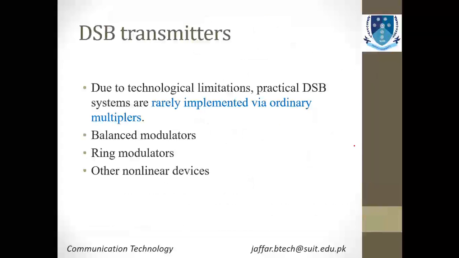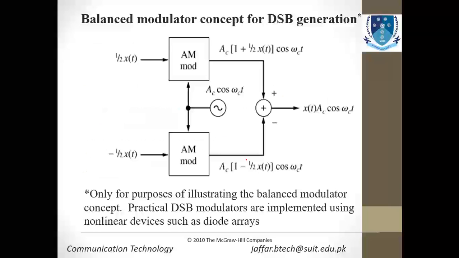There are several modulators or transmitters available in the market if you want to use double side band. Due to technological limitations, practical DSB systems are rarely implemented because they are a much more complex system, and their efficiency is not that good compared to other systems that we will be learning in the coming slides. Most of the popular modulators are balanced modulators, ring modulators, and other nonlinear devices which we have talked about.